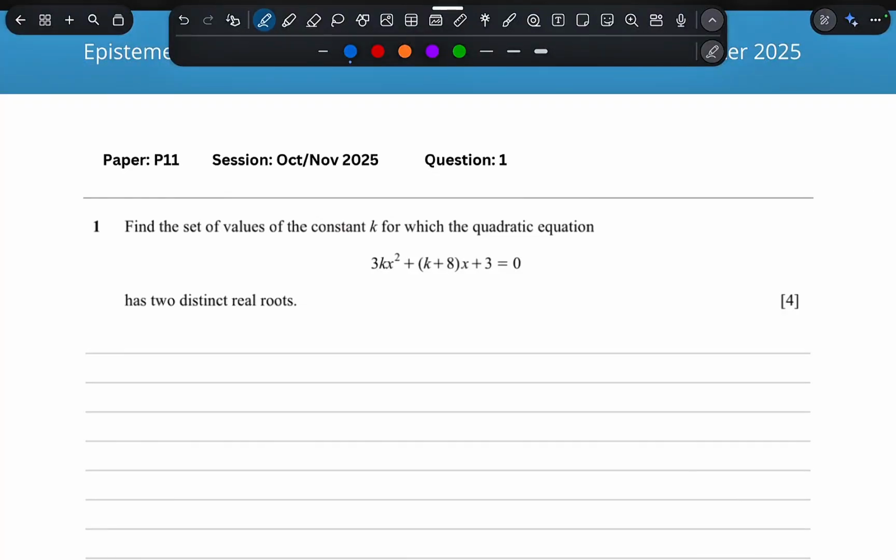In this question, we have to find the set of values for k in this quadratic equation where we have two distinct roots. Now, for the set of values, it basically means we have to find an inequality, and by two distinct roots, we mean the discriminant should be greater than 0, or in other words, b square minus 4ac should be greater than 0.